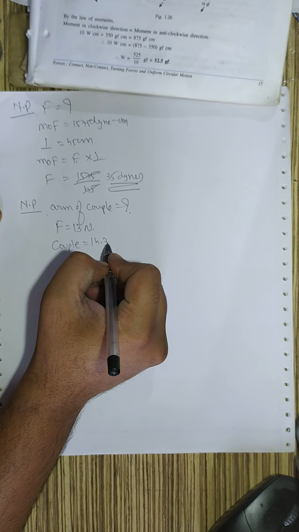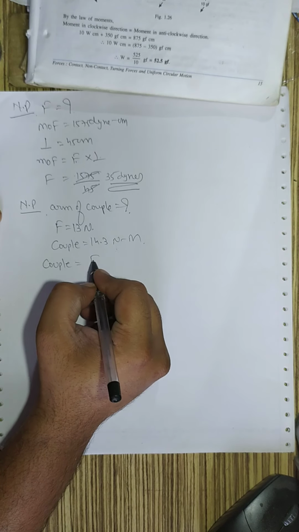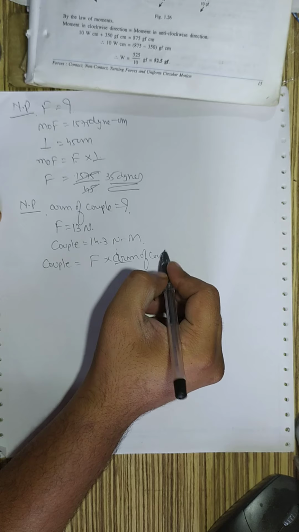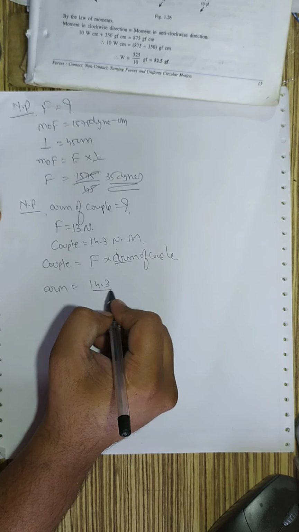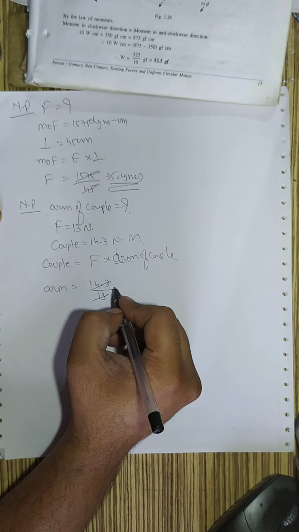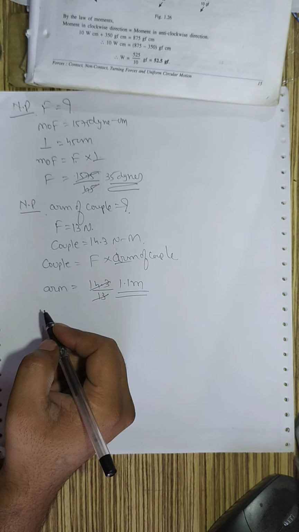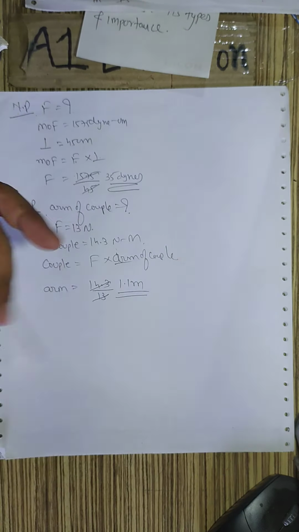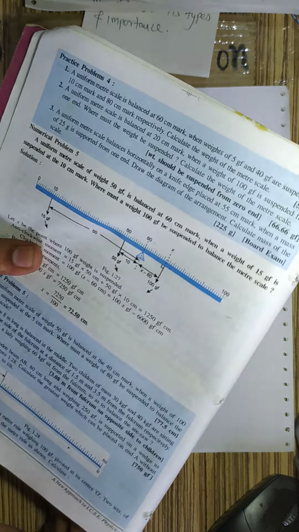The value of the couple is given as 14.3 Newton meter, so we know that the formula for the couple is force into arm of couple. So making arm the subject, 14.3 upon 13, if we cancel we get 1.1 meter. So the arm of the couple is 1.1 meter. It's very simple. Next are the practice problems related to the meter scale. So let us see one of the questions of the meter scale.